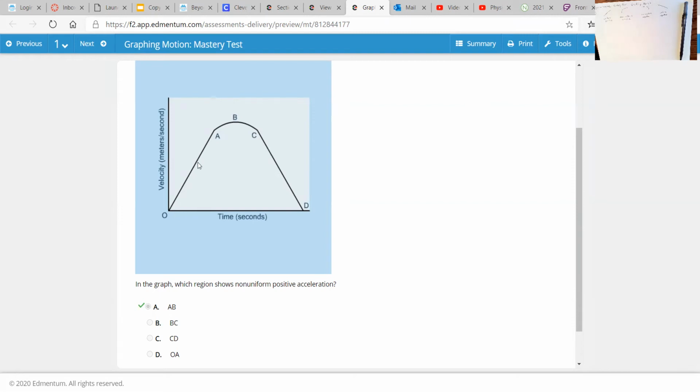It increases. This is velocity on the y-axis and time on the x-axis. So we see an object with a straight positive increase in velocity, and then it sort of curves, and then curves downward, and then a straight line back to zero velocity. So what does that mean? You can see these different points from start to A to B to C to D. It's broken up into sections.